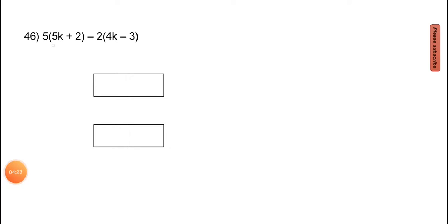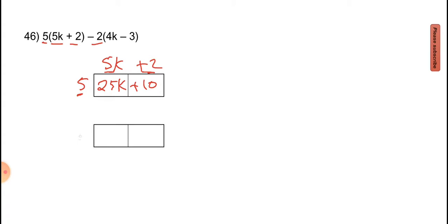Question 46 now. Because I can see 5 outside the bracket, the 5 will come on the left, and the 5k and the plus 2 will just be on the top. So 5 times 5k, well, 5 times 5 is 25, so that's 25k, and then 5 times plus 2 is plus 10.